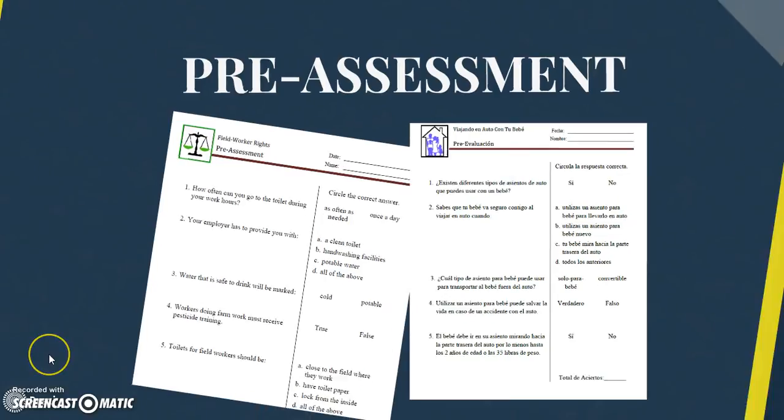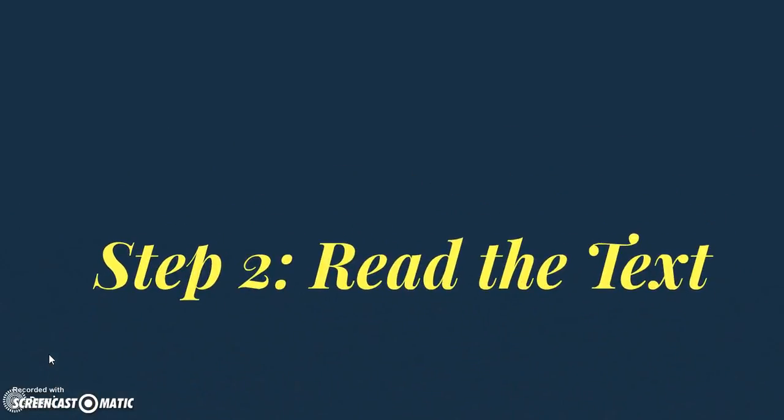Don't forget to record how many questions the students got correct on the student assessment score sheet. Now we move on to step 2, read the text. Within every lesson, there are a couple of pages of informative text on the subject of the lesson. How you teach the information will depend on your student or students and their needs. This section will be the heart of the lesson.